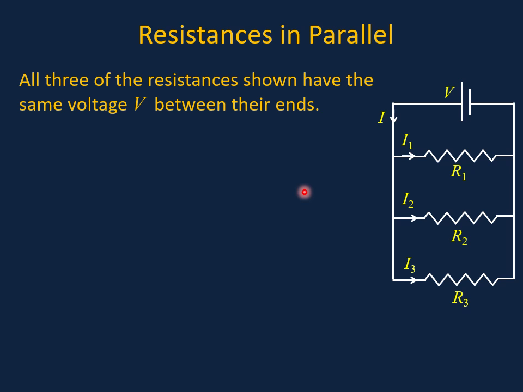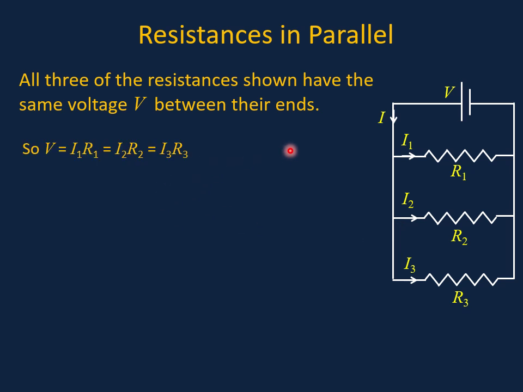Now for resistances in parallel, the situation is a little bit different. So we have three resistors, R1, R2, and R3, like parallel rungs of a ladder. And the same battery is driving some current I, and that current I has to distribute itself between the three resistors. So when it comes to this junction here, part of that current goes through R1, part goes through R2, part goes through R3. And the total current I is simply the sum of I1 plus I2 plus I3.